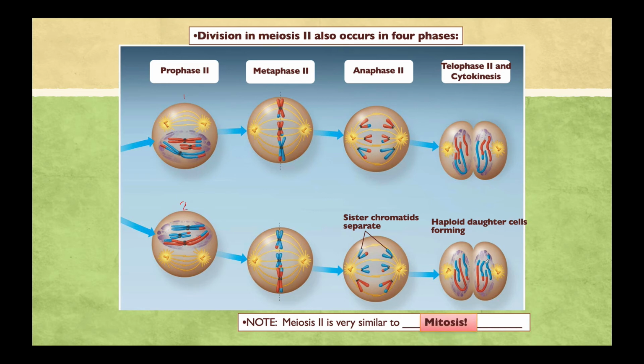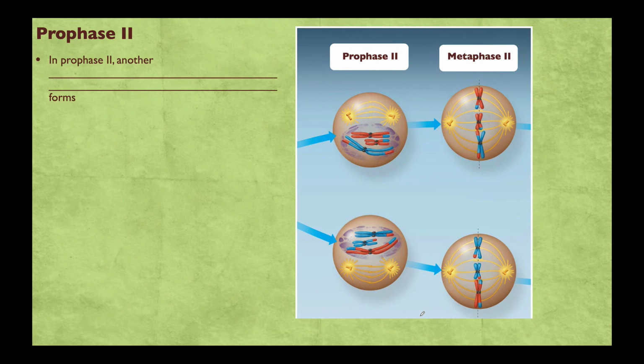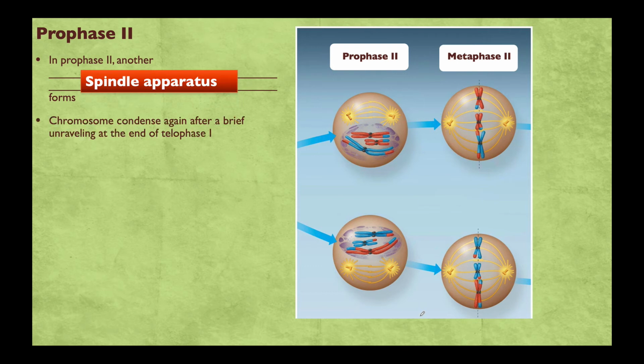So as a final note, meiosis 2 is very similar to mitosis. All the same actions occur there. All right, let's go through the little tiny points in each one. Prophase 2, another spindle apparatus forms. Chromosomes condense after a brief unraveling at the end of telophase 1.